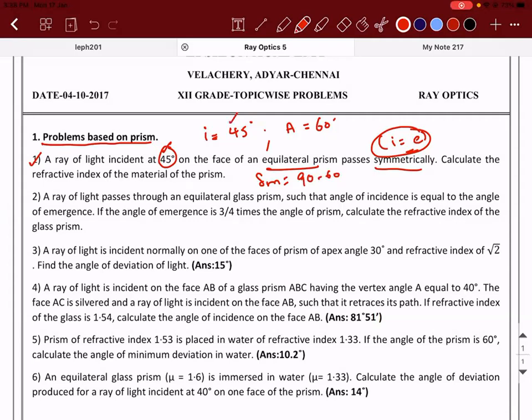Because I is 45, E is also 45. So I plus E is 90, minus the angle of prism 60. So the angle of minimum deviation is 30. Now, can you calculate the refractive index?